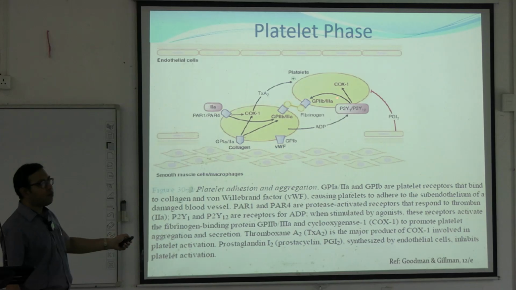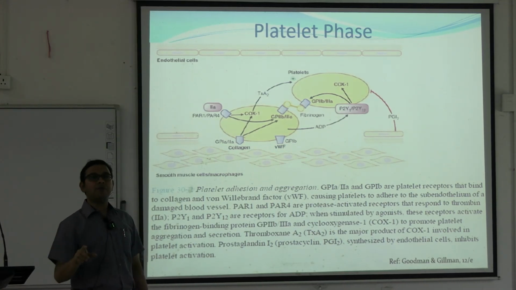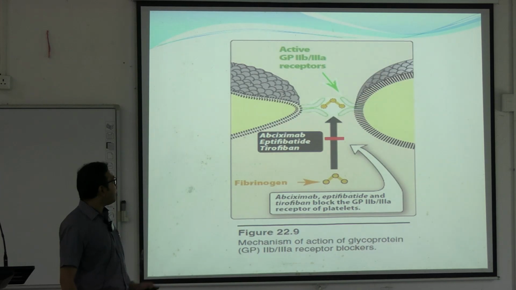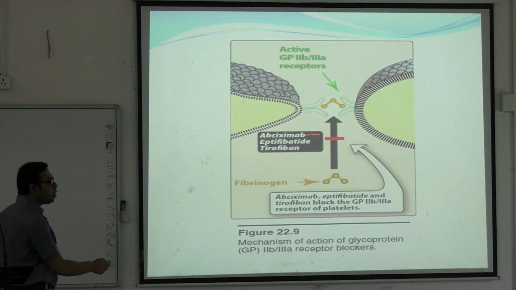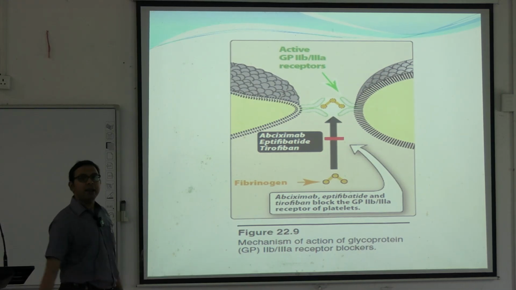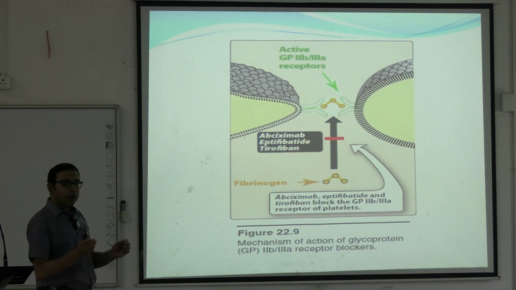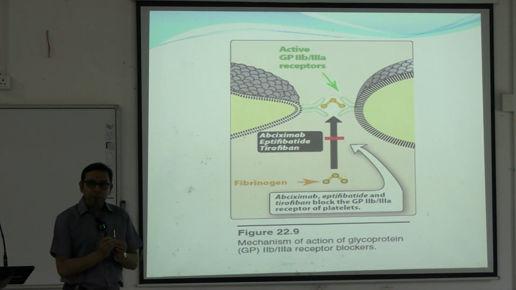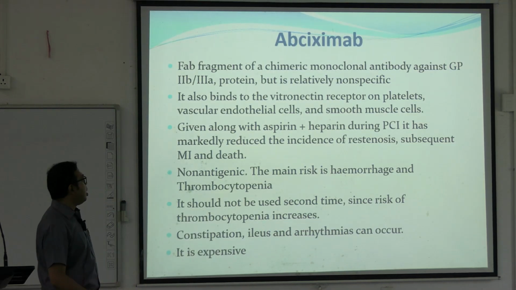So this is the platelet phase, and all these antiplatelet drugs mainly act in this platelet phase in one way or another. So this is the active GP2B3A receptor. This is one platelet, this is another. So abciximab, eptifibatide and tirofiban mainly block this GP2B3A receptor. Within these receptors, ultimately the different agonists come and lead to platelet aggregation. So they are blocking this.